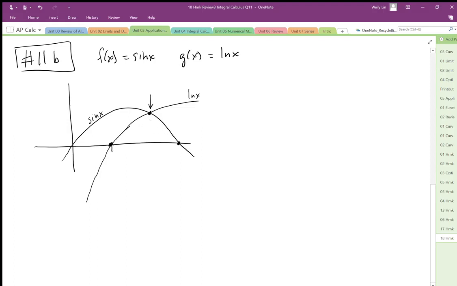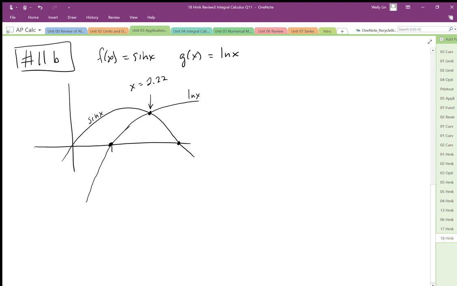The first part asks us to solve for the value of that intersection, and we need to use our graphing calculator or graphing tool to do that. This intersection point works out to be x equals 2.22. And so that's going to split up our integral into two areas.